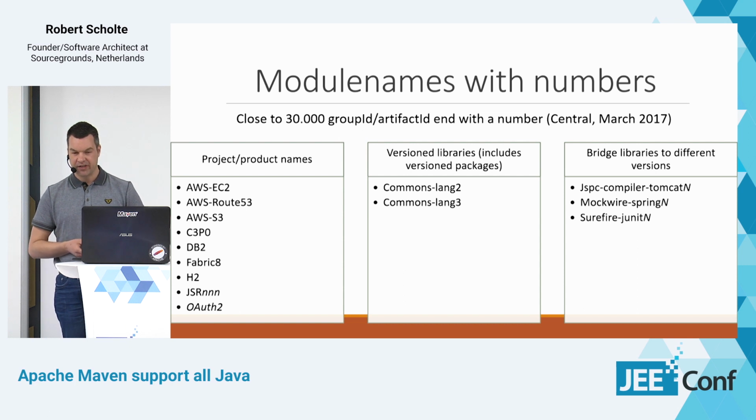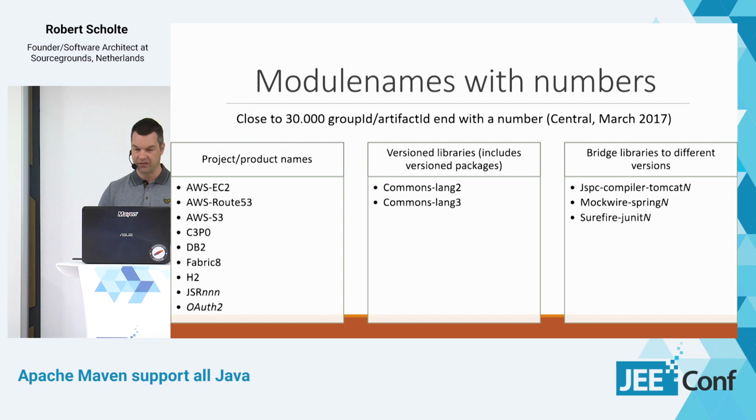And the last group, I would call bridge libraries. For instance, Surefire. It should be possible to have multiple implementations of JUnit inside the Maven Surefire plugin. So they support JUnit 3 and 4 and 5, and they all have a separate jar. So in that case, it makes sense to have an artifact ID that ends with a number.